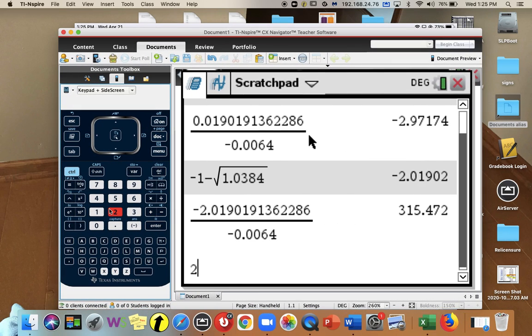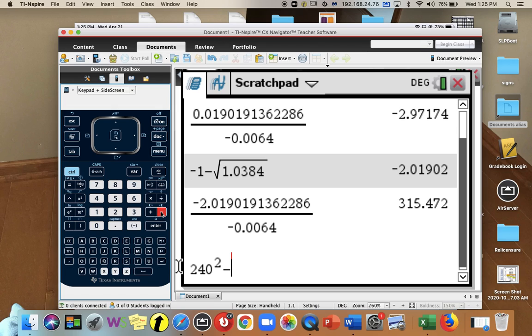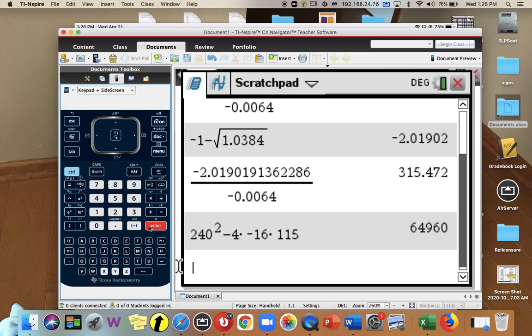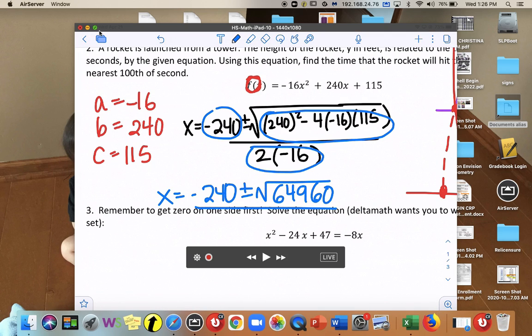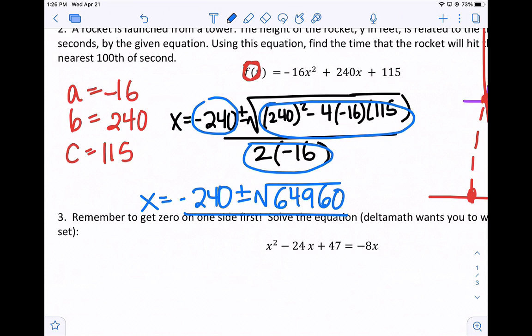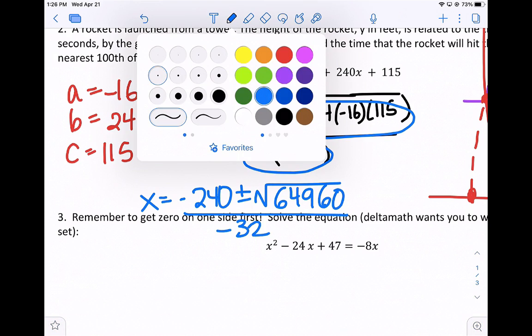So we'll do the 240. Notice I'm not writing the square root, just what's underneath. So 240 squared minus 4 times a, which is negative 16, times c, which was the 115, the starting height. We're going to get 64960. And all of that is over 2a. 2 times negative 16 is negative 32. Now we split this up and we get our 2 answers.